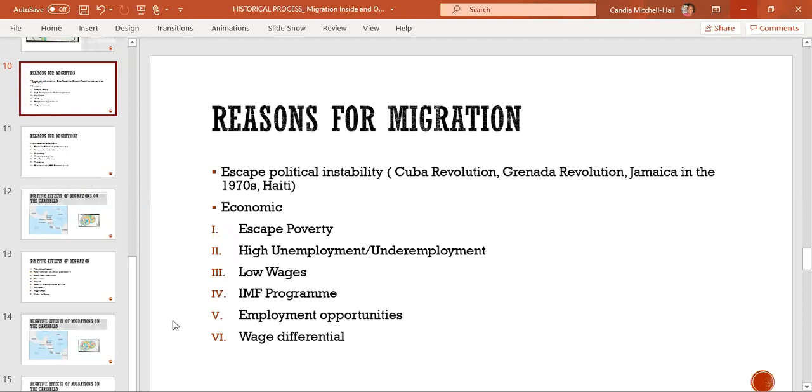So these are some of the economic reasons why people migrate. Once you are going through some economic hardship, or there is better prospect to improve your personal economy, then guess what? You're going to make the decision to migrate.